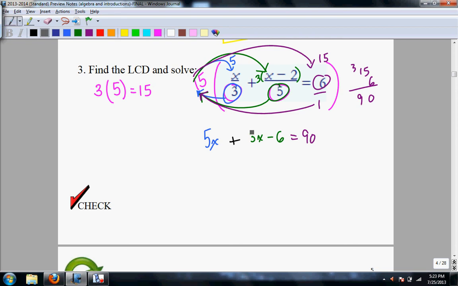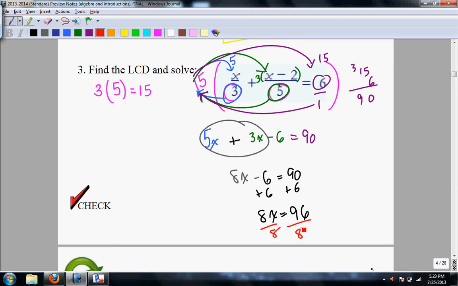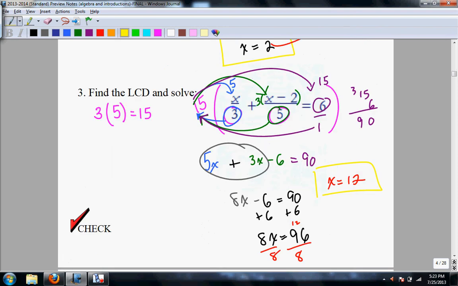Now we collect like terms. We have 8x minus 6 equals 90. Add 6 to both sides. We're going to divide everything by 8. 8 goes into 9 one time, 1 left over, that's 12. So x equals 12. Double check your work. Your answer should have been 2 and 12. If it's not, you should pause this video and try to figure out how to get the correct answer here.